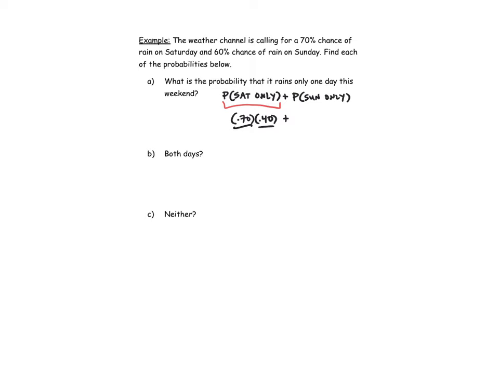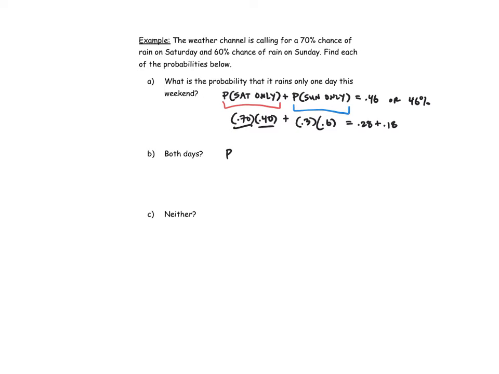Okay, so go ahead and pause the video and write the probability product, right, using that multiplication rule for the probability that it rains Sunday only, which will be 0.3, which means it doesn't rain on Saturday, but it does rain on Sunday. So this would equal 0.28 plus 0.18. So the probability in this case will be equivalent to 0.46, or a 46% chance that it rains only one day this weekend.